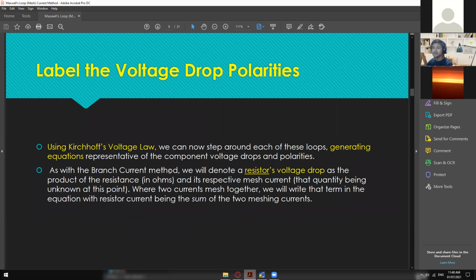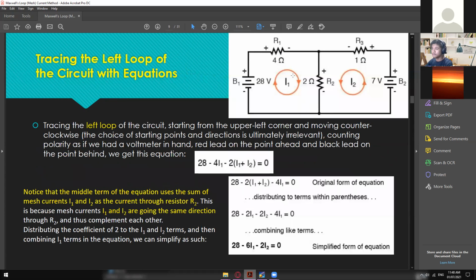After that, using Kirchhoff's voltage law, we can now step around each of these loops, generating equations representative of the component voltage drops and polarities. Here you can identify the KVL. We don't use KCL in Maxwell, so we go directly to Kirchhoff's voltage law. Let's start with the first loop, the first mesh, the I1. Considering the voltage source first, it will give you 28 volts, and then minus I1 times R1.